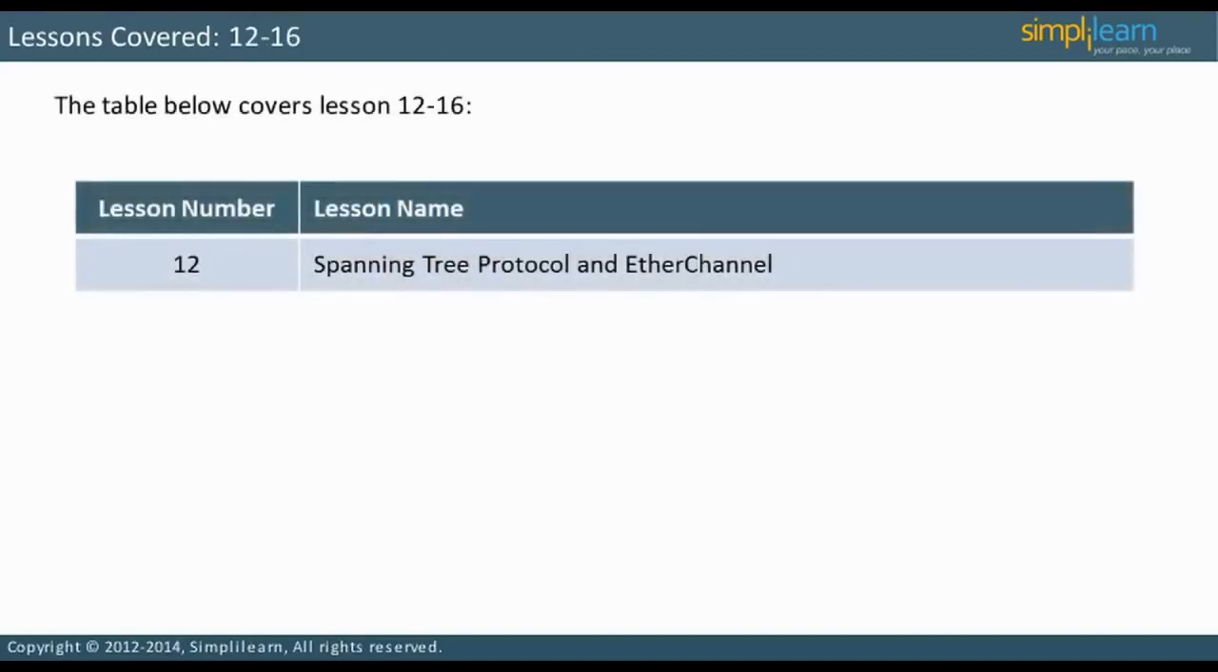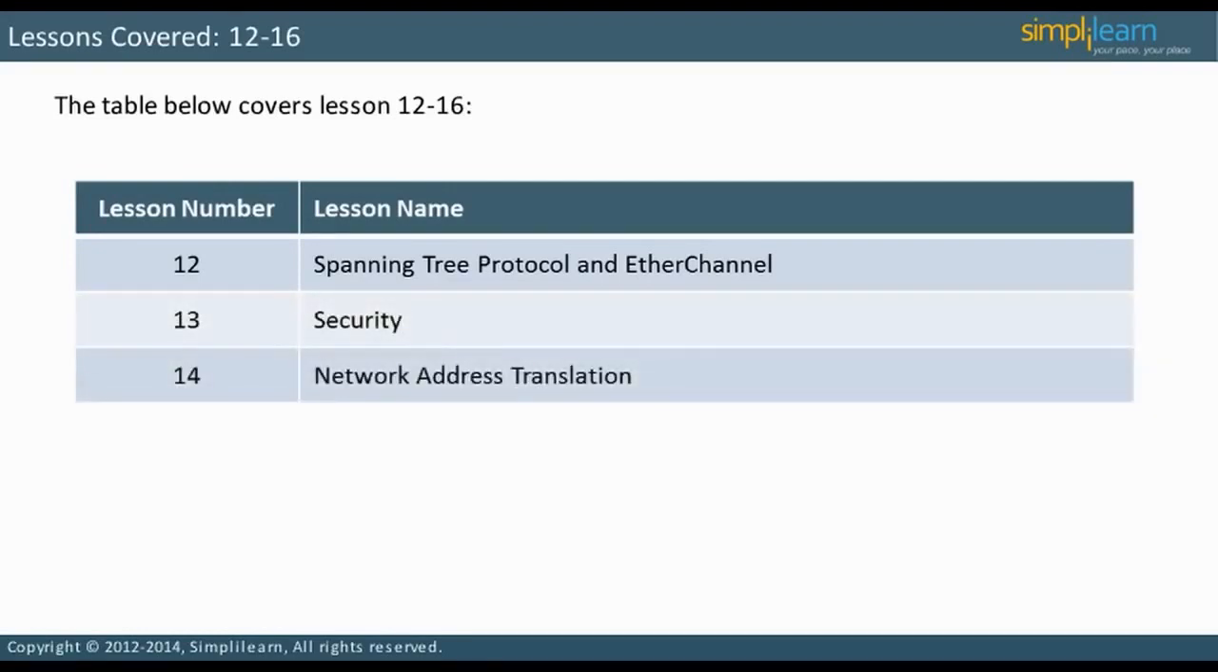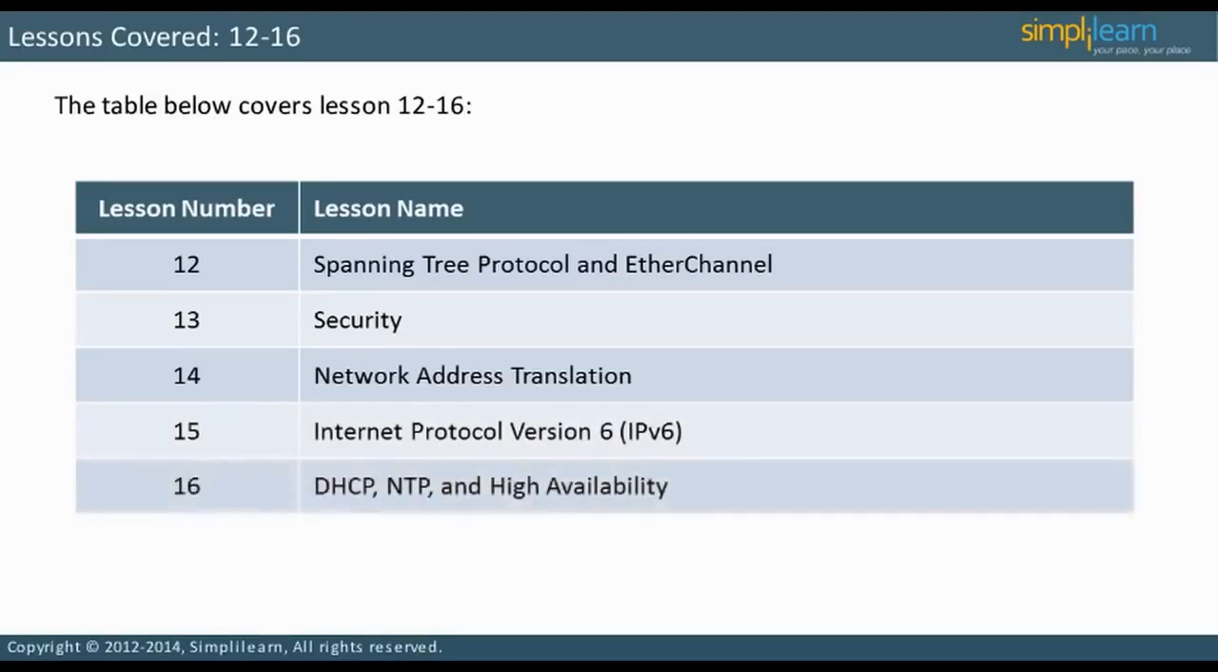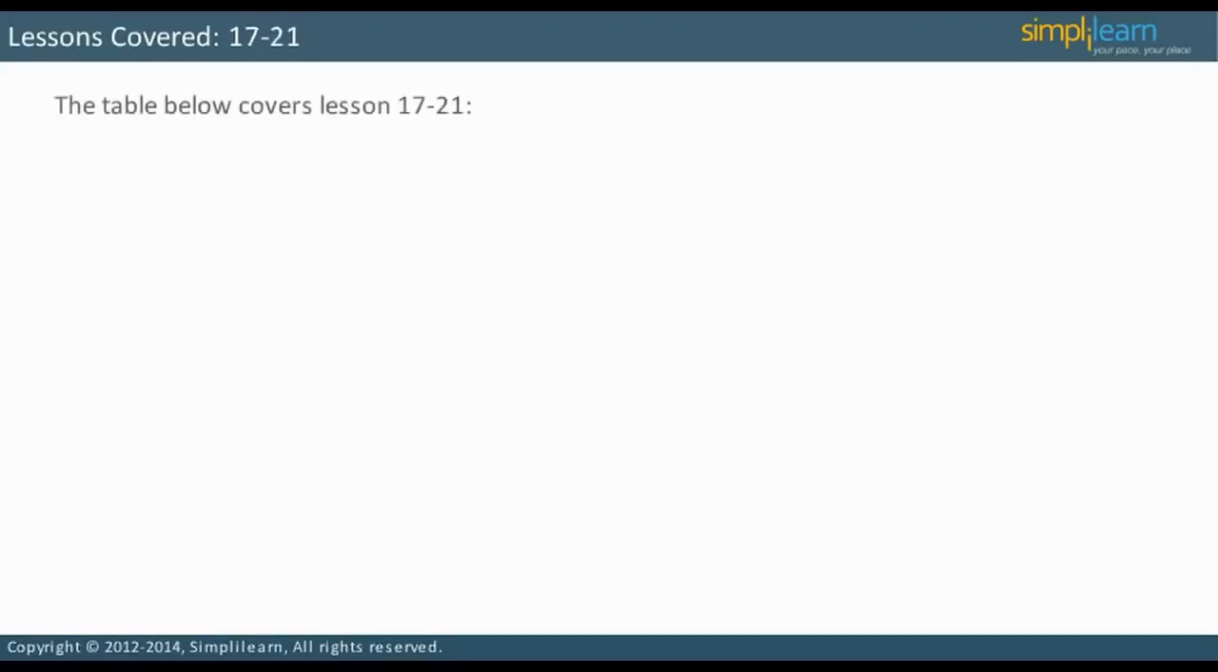Lesson 12 will address Spanning Tree Protocol, STP, and Ether channel. Security is the topic for Lesson 13. Lesson 14 deals with Network Address Translation, NAT. In Lesson 15, Internet Protocol version 6 addressing will be discussed. Lesson 16 will present DHCP, NTP, and high availability. We will discuss the last set of lessons in the next slide.